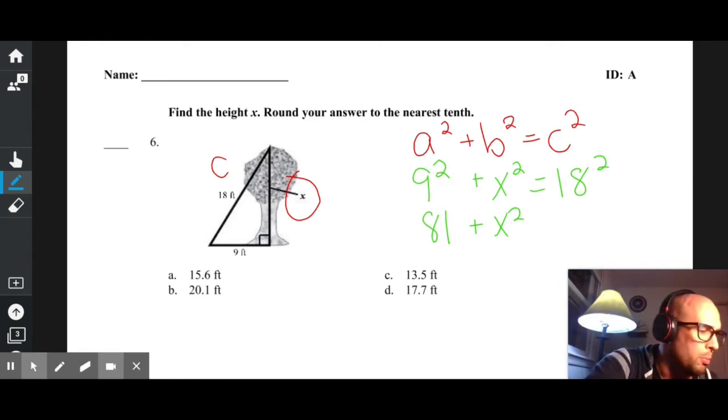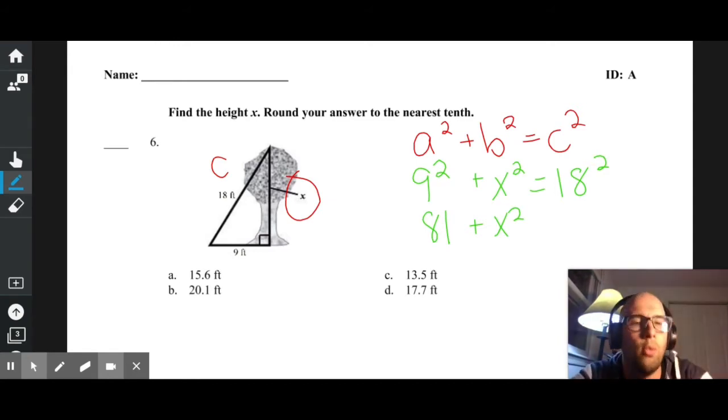Let me consult my phone calculator. What did I say it was? 18 squared. 18 times 18. Oh my goodness, I keep hitting the wrong button. I hit divided by there. 18 times 18 is 324.